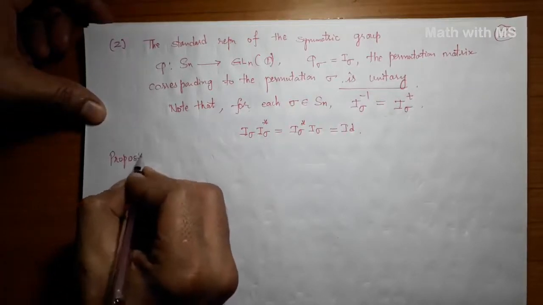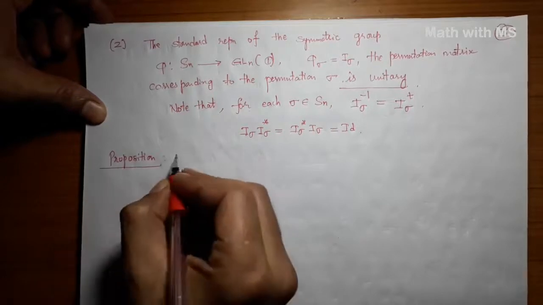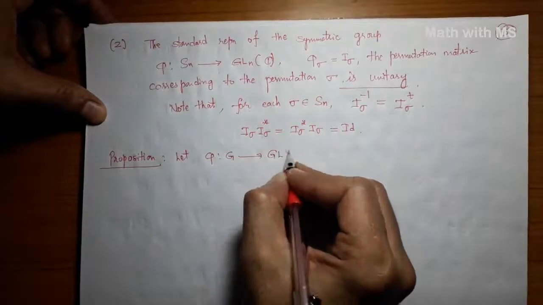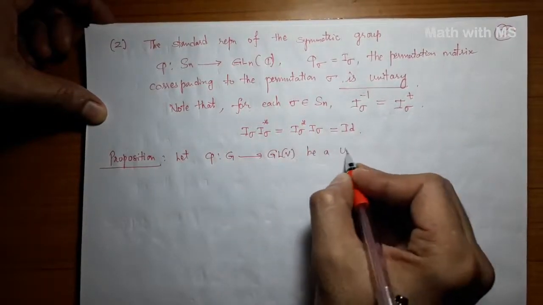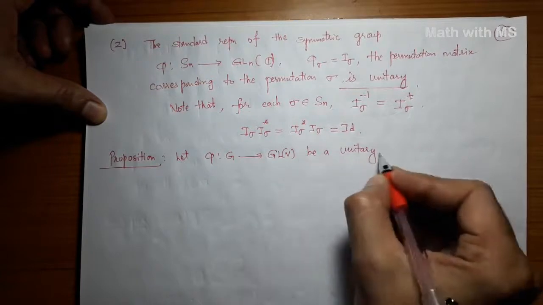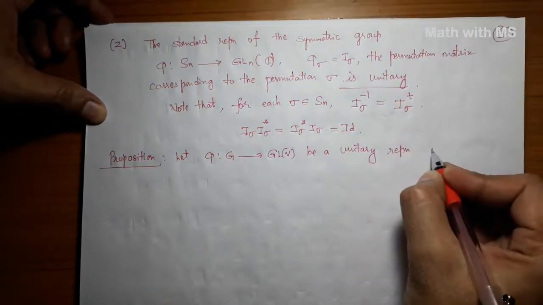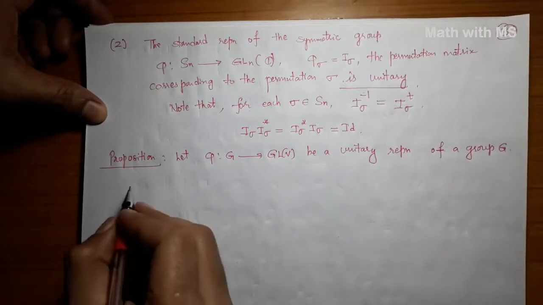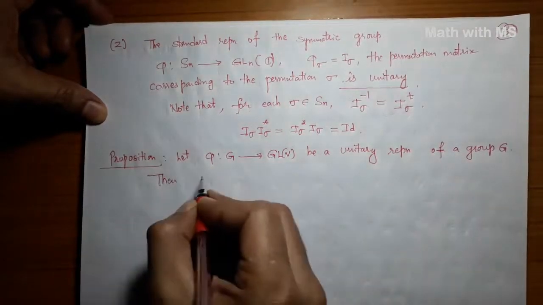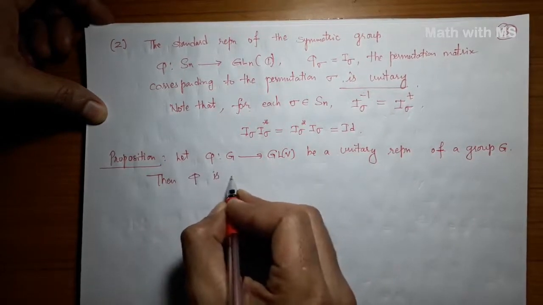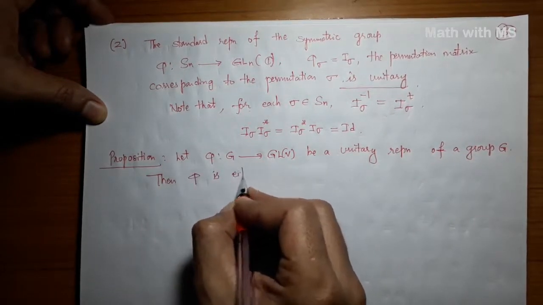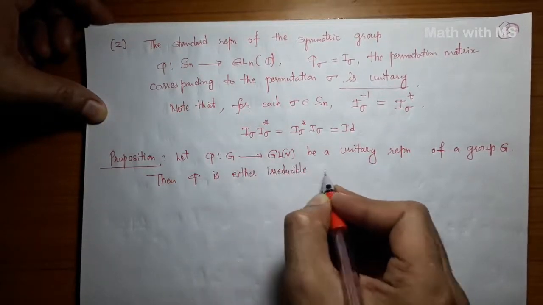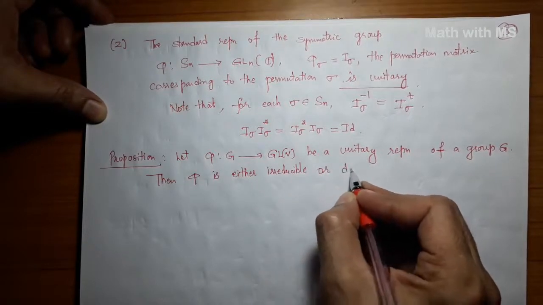So here is a small proposition. Let phi from G to GL(V) be a unitary representation of a group G. Then phi is either irreducible or decomposable.